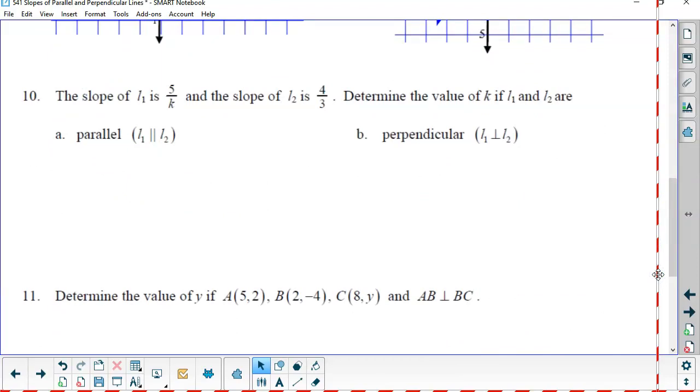Question 10. The slope of L1 is 5 over K, and the slope of L2 is 4 over 3. Determine the value of K if they are parallel. So take a look at the notation here.